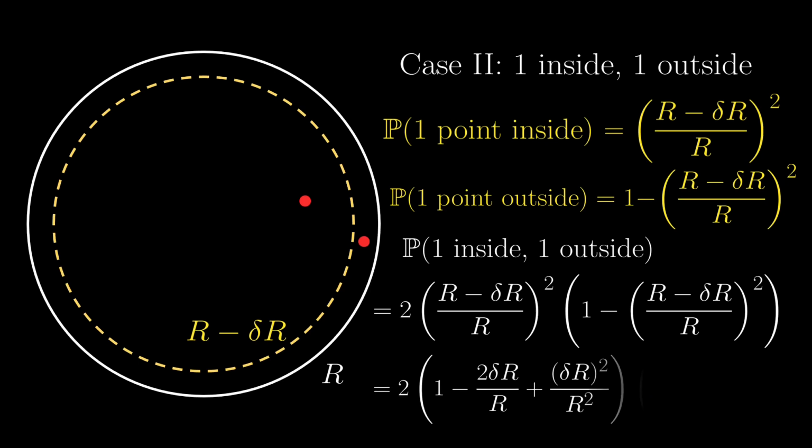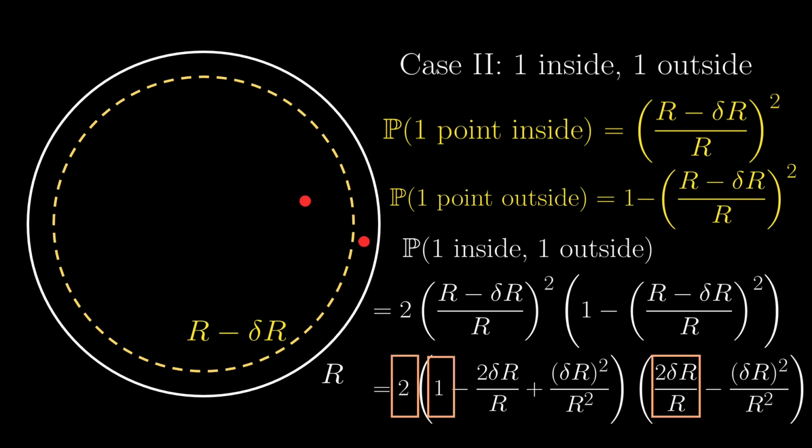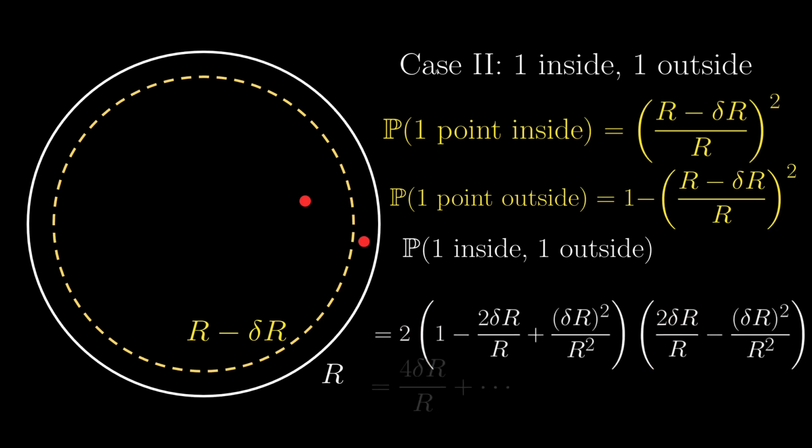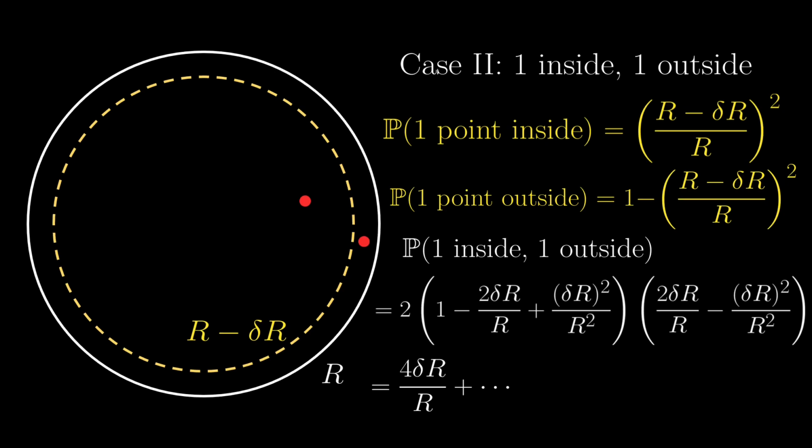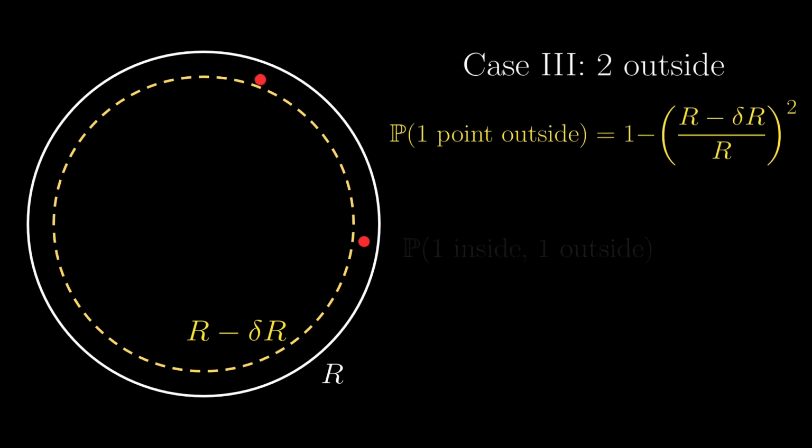Anyway, we expand this a little bit, and it turns out that there is only one term that we need to keep track of. So we are left with 4 delta r divided by r plus some higher order terms, which we ignore as in the first case. The final case is where we have both points outside the inner disk.